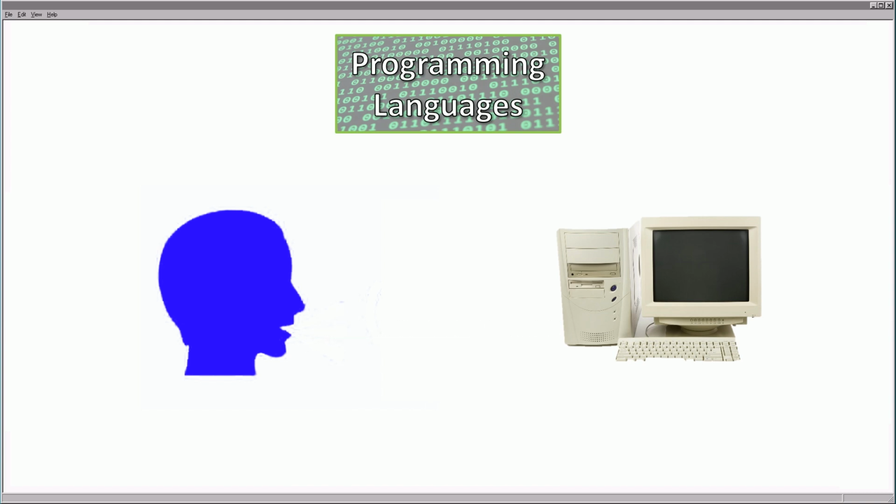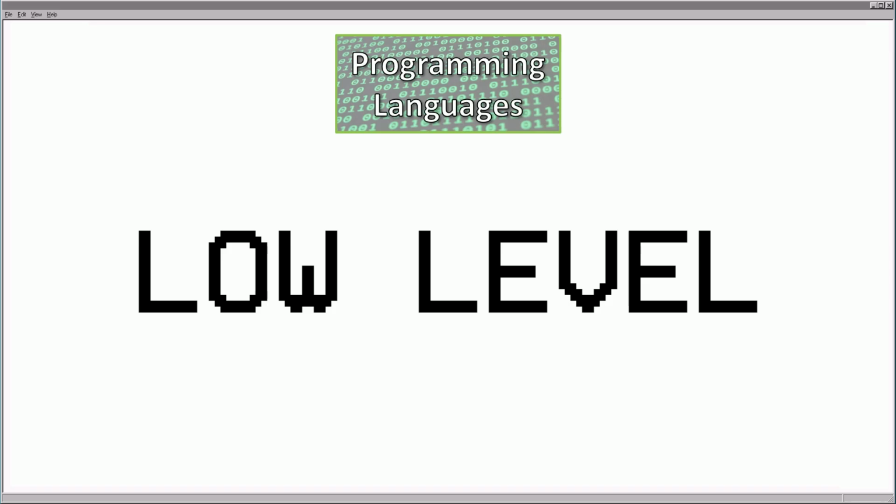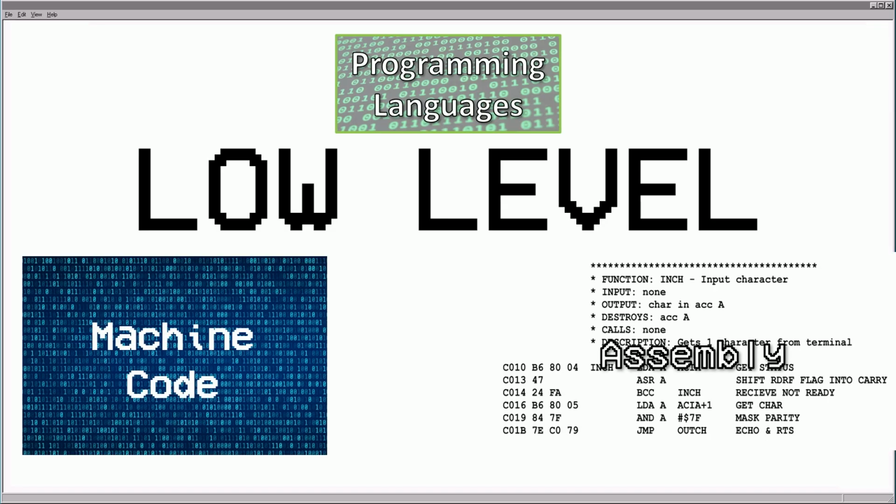Now, there's a lot of programming languages out there, and you can usually classify them into two major categories. The first one is low-level languages. A low-level language is as close as you can get to the hardware. Two of the major ones that we use are called machine code and assembly. Your processor only understands zeros and ones, on and off. It only understands binary code. Machine code is binary code.